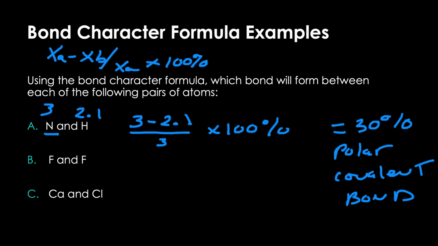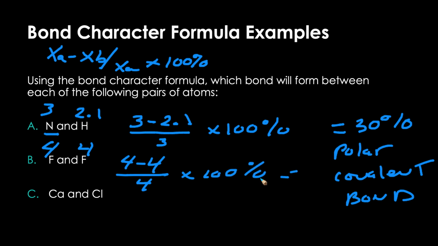Okay, now the next one, fluorine and fluorine. So they both have an electronegativity of 4. So they're the same value, so it'll be 4 minus 4 divided by 4 times 100%. We do that, and we're going to get 0. So that means we have a nonpolar covalent bond.